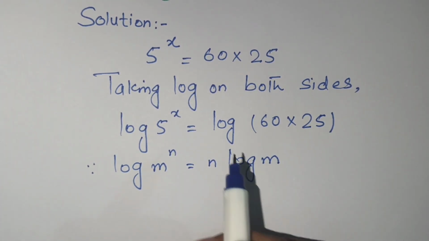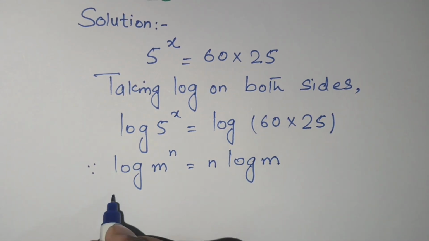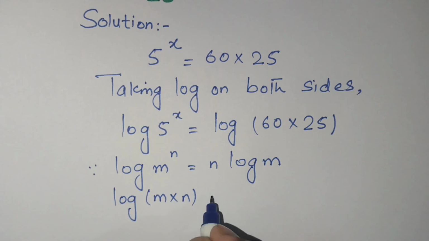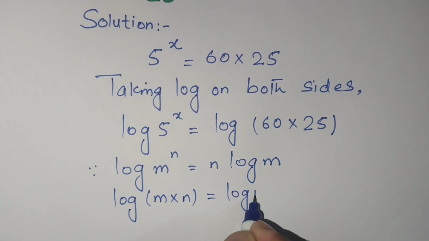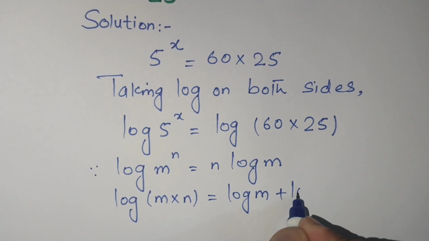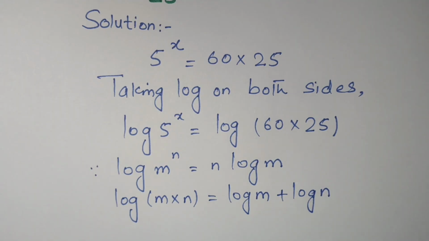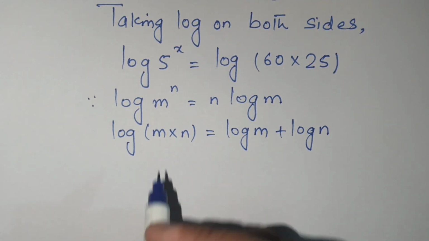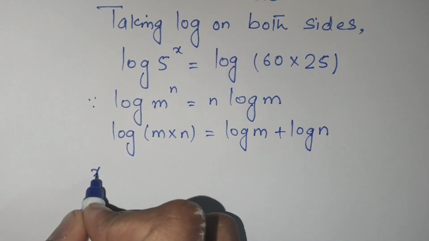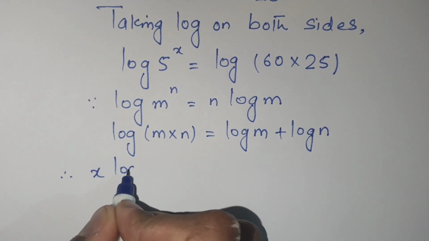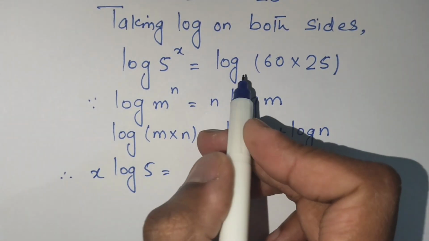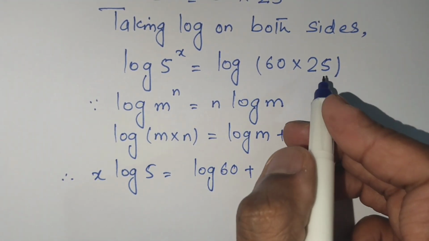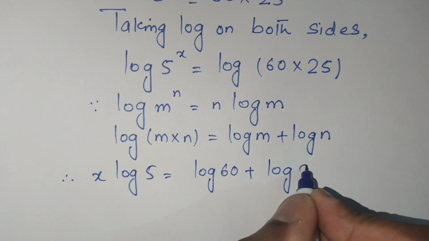Now for the right hand side, it will be log of m times n equals log of m plus log of n. Now we will put these two formulas in the above equation. It will become x times log of 5 equals log of 60 plus log of 25.